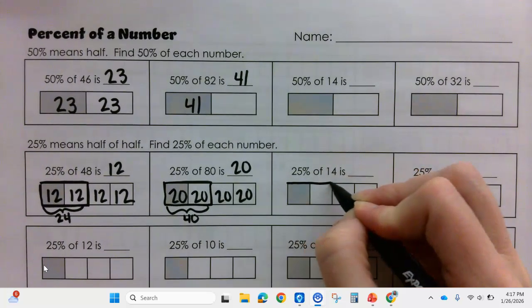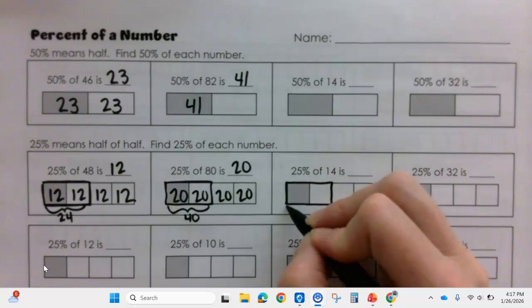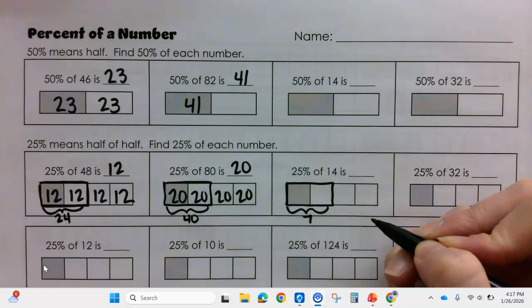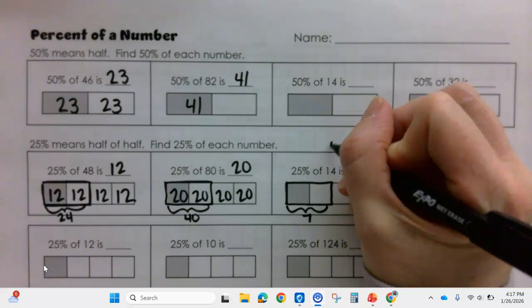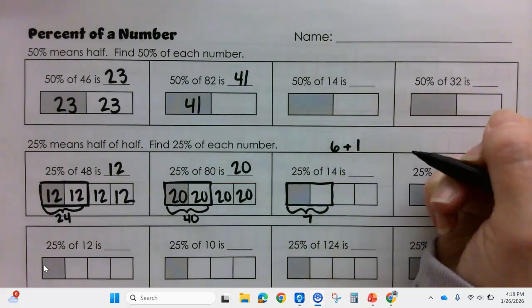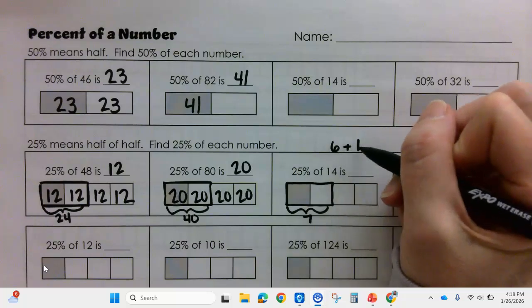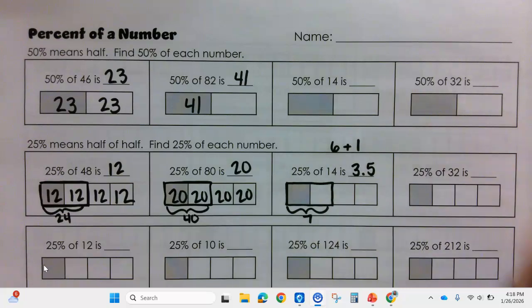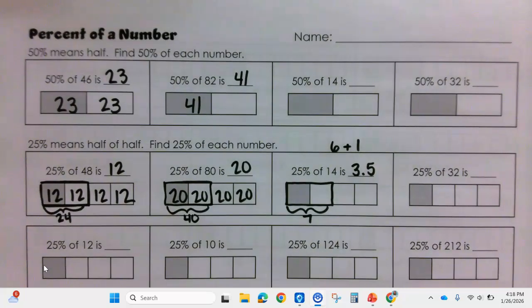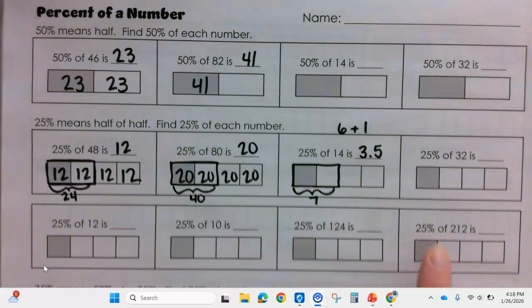All right, let's first find half of this one. So half of 14 is 7. Half of 7, ooh, that's tricky. Okay, 7 is the same as 6 plus 1 more. Half of 6 is 3. Half of 1 is a half. So it's 3 1/2. I'm going to write that like this. 3.5 or 3 1/2. All right, you're going to do the rest of the 25%.